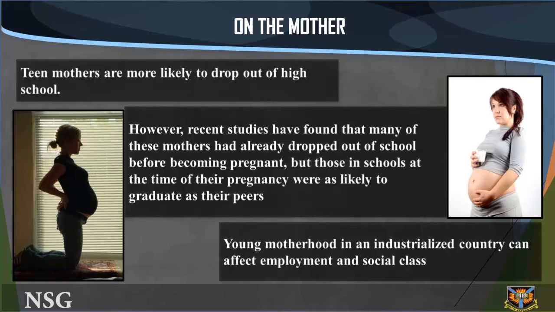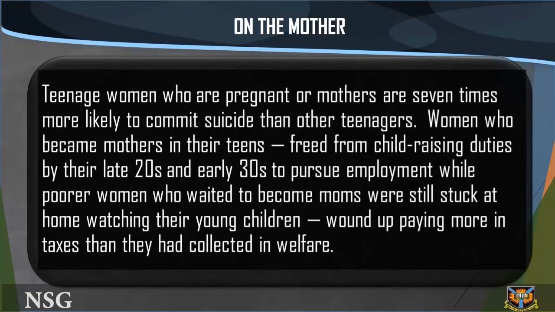Young motherhood in an industrialized country can affect employment and social class. Less than one-third of teenage mothers receive any form of child support, vastly increasing the likelihood of turning to the government for assistance. The correlation between earlier childbearing and failure to complete high school reduces career opportunities for many young women. One study found that in 1988, 60% of teenage mothers were impoverished at the time of giving birth. Additional research found that nearly 50% of all adolescent mothers sought social assistance within the first 5 years of their child's life.